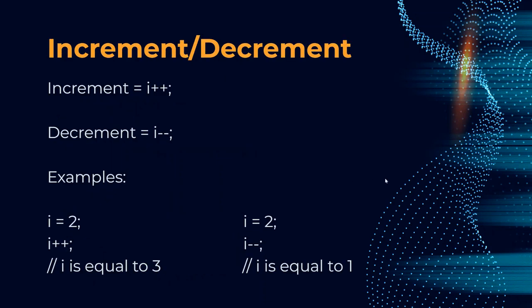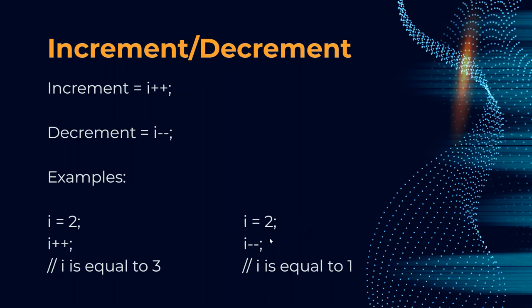And lastly, we have increment slash decrement. Increment is basically equal to I plus plus, and decrement is equal to I minus minus. So I plus plus can also be written as I equals I plus 1. We're incrementing it by 1. Remember that. And decrement, if we take the variable I, we could do I equals I minus 1. We are decrementing by 1. So let's look at some examples. In this example we are incrementing, and in this example we are decrementing.